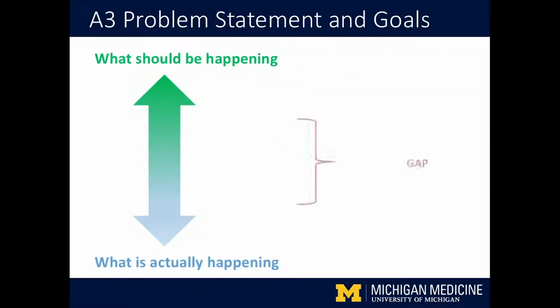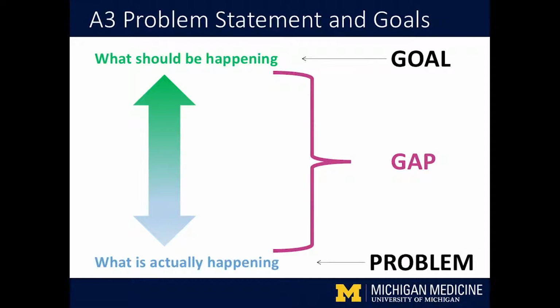A good problem statement demonstrates a gap between what is actually happening and what should be happening. It should be described in performance terms. Often, this is a deviation from some standard of performance. A problem statement is not the reverse of your proposed solution or a lack of something. Make sure you don't include solutions in your problem statement.